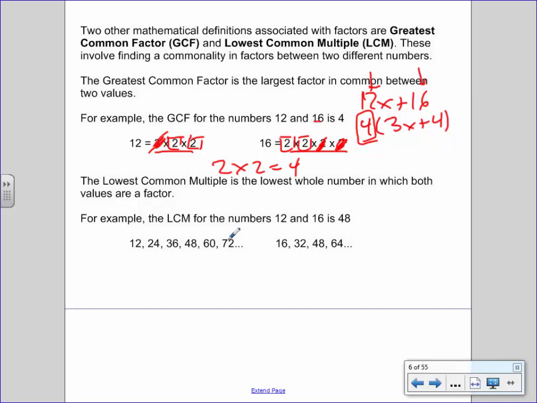Multiples are multiplying more and more. So if I ask you for a lowest common multiple, we're looking for a bigger number. But we're looking for a number in which 12 and 16 are both part of. Right? And in this example, it's 48.